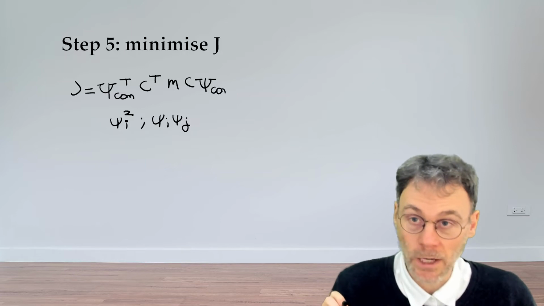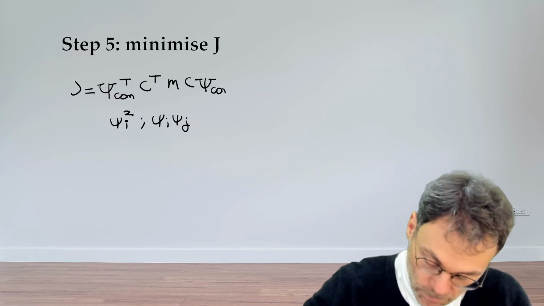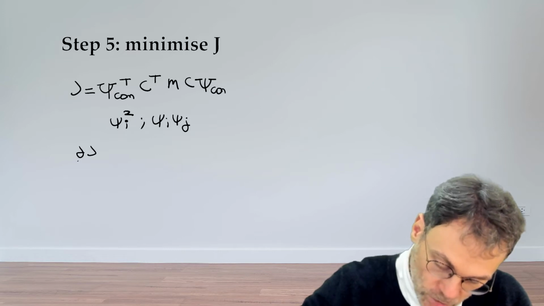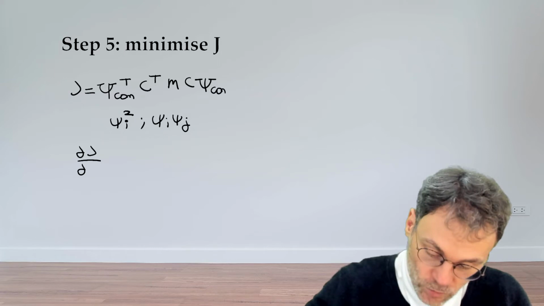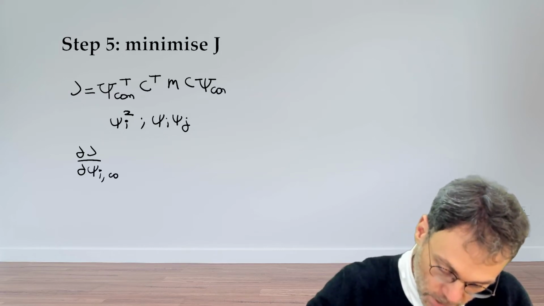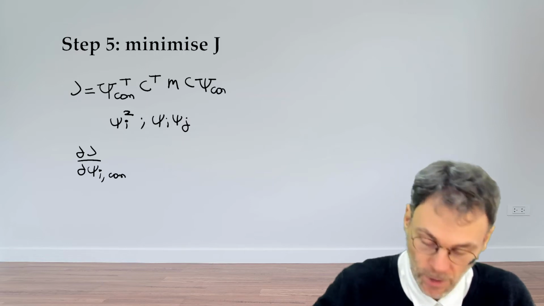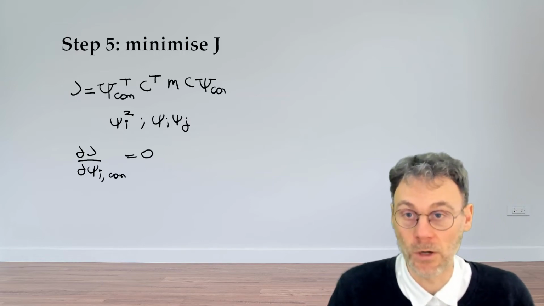So how do we minimize this? Well, this is part of the Rayleigh-Ritz procedure, right? So we basically do what's expected. We take the partial derivative of the quantity that we want to minimize with respect to the unknowns. So the unknowns are the psi i's. Again, remember that this is in the connected numbering scheme. We take these partial derivatives and we put them equal to 0.